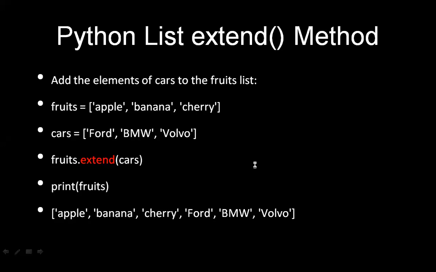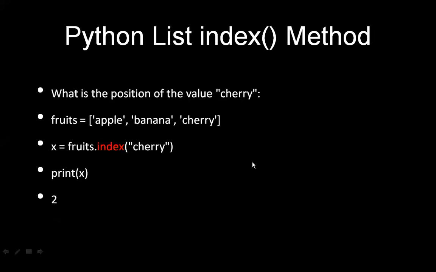Now next we will be having a discussion regarding another method, that is the index method. So what is the use of this index method? You have heard this word many times, in each and every chapter you will be hearing the word index, because we have come across index numbers and all. So what is the index method all about? Suppose I want to know the position of a value in the list, where that particular item is present in the list. How can I get that?